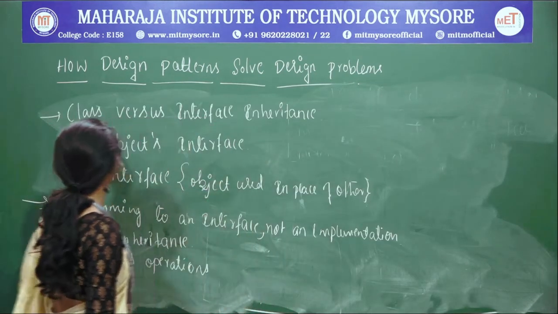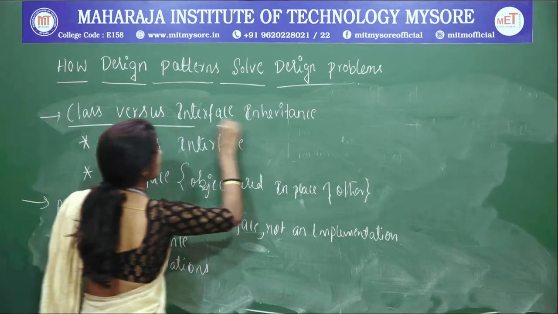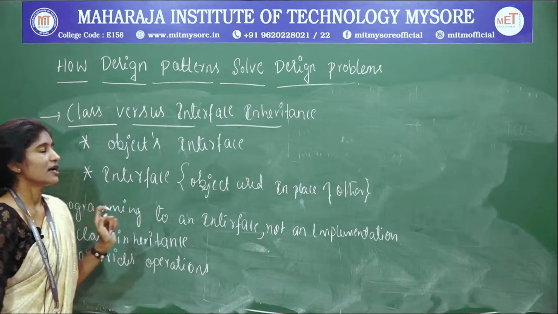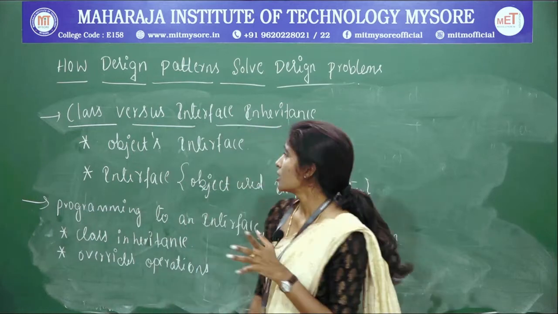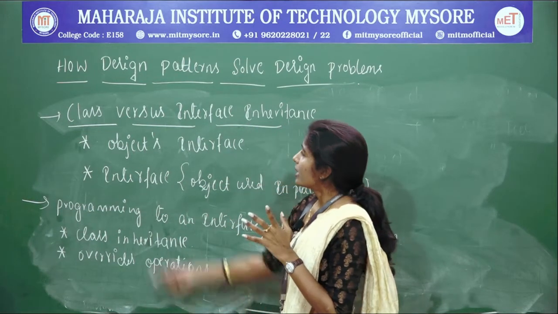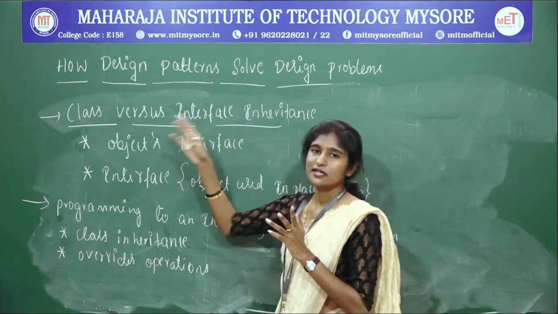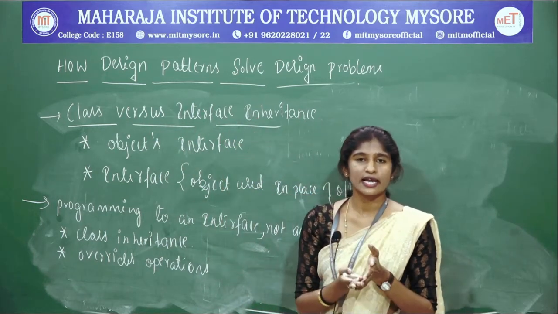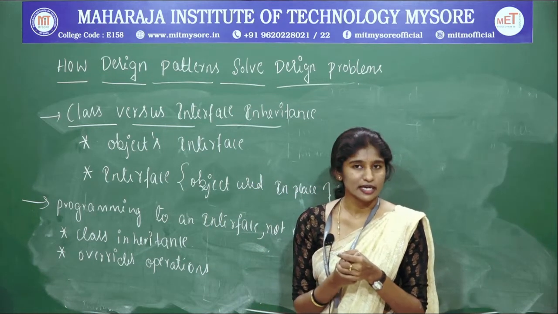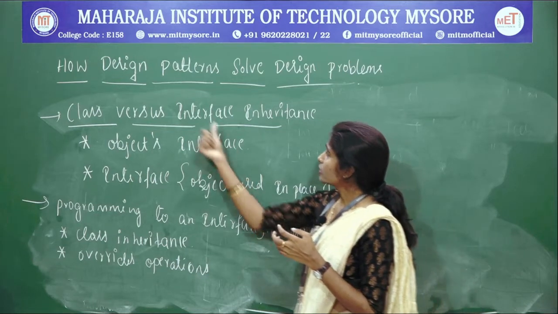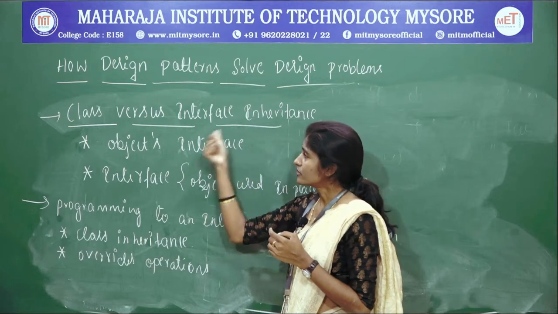So next is class versus interface inheritance. Class versus interface inheritance means you have two types of inheritance, that is class inheritance and interface inheritance. In class inheritance you have a parent class and a subclass which derives from the parent class. That concept you know. Here you have come across one more, the interface inheritance, right. So we will see what this is.